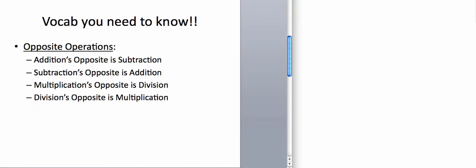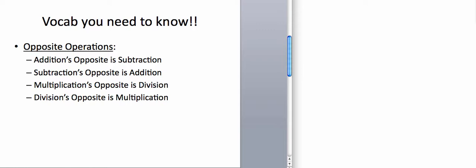Okay, ladies and gentlemen of Algebra 1, we're looking at the last section of Chapter 2, Section 2.8. It's the idea of undoing operations. Our key vocab word is to know what the opposite operations are of each one. You've got addition, subtraction, multiplication, and division. You have to know what the opposite of each one is. That's going to help us out.